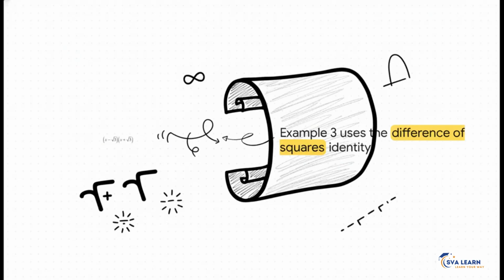Now, what if we get a curveball? Let's look at example 3 from your textbook, where the middle term is just completely missing. We have x squared minus 3. To find these zeros, we rely on the difference of squares identity. A squared minus b squared equals a minus b times a plus b. So x squared minus 3 factors beautifully into x minus root 3 times x plus root 3. This gives us our two zeros, positive root 3 and negative root 3.